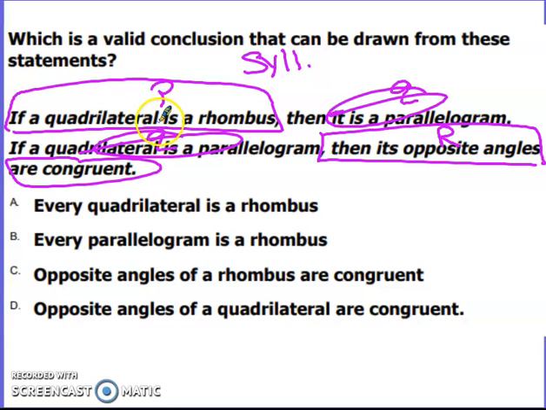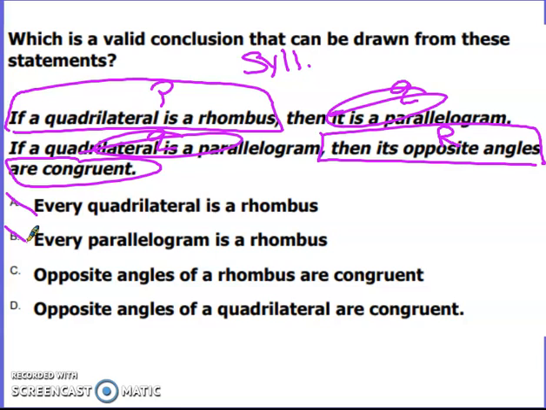So if we look at the bottom, every quadrilateral is a rhombus. Well, we have the rhombus part of it, but we don't have R where it talks about our opposite angles. That doesn't work. B, every parallelogram is a rhombus. Well, if I look at my P and my R that are left, I don't have anything left in there that talks about a parallelogram. So that is not true.